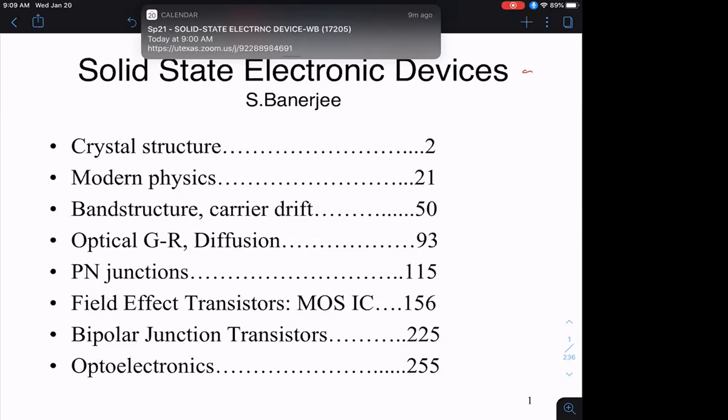I'll also spend a lot of time on chapter 6, which is field effect transistors, metal oxide semiconductor field effect transistors, because that is the workhorse of the semiconductor industry. 99% of the electronics that's on the market, your microprocessor chips, different kinds of memory, they're all based on MOSFETs.